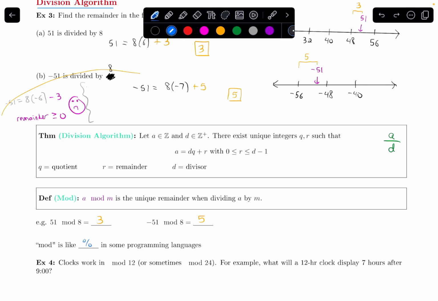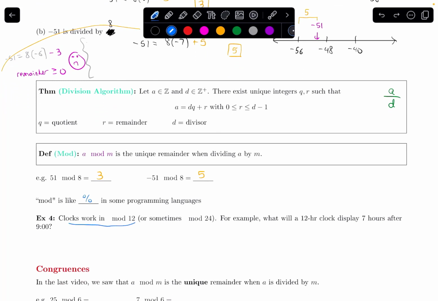All right, let's end with an example. Clocks work in mod 12, or sometimes mod 24, because I could have either a 12-hour clock or a 24-hour clock. For example, what would a 12-hour clock display 7 hours after 9? Using my mod notation, I'm starting with 9, adding 7 hours to that, and then figuring out what that is mod 12. I write whatever my number is, and after that I write mod whatever I'm dividing by, in this case 12. So 9 plus 7 is 16, 16 mod 12.